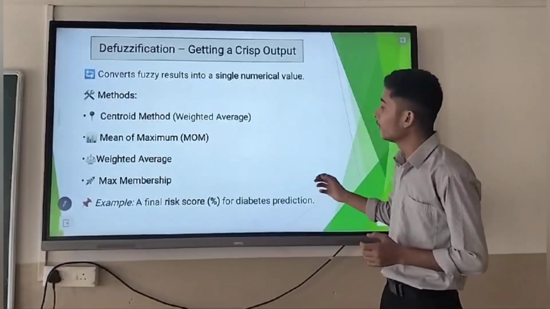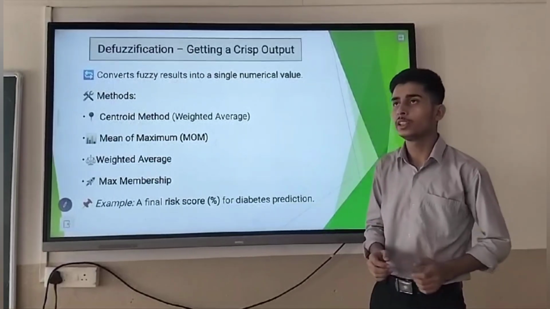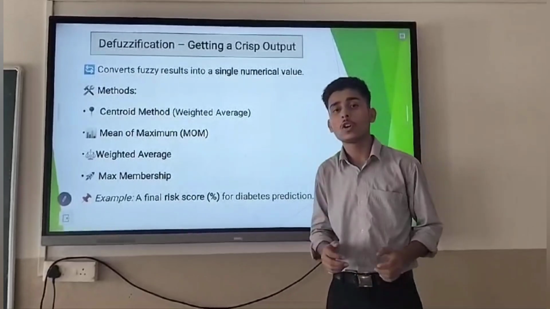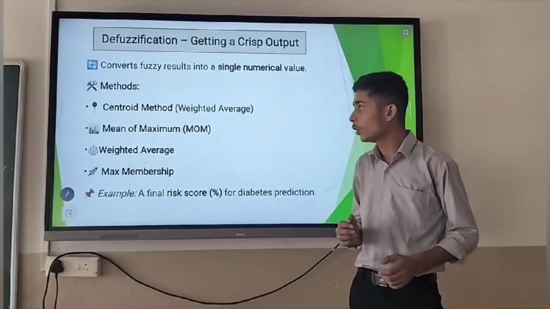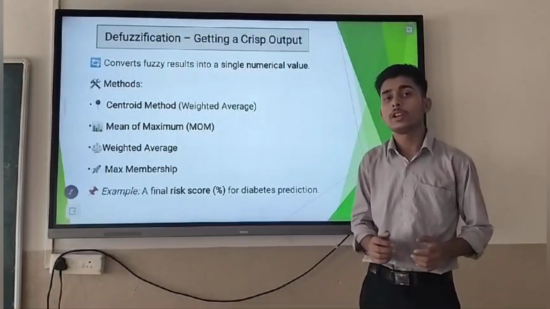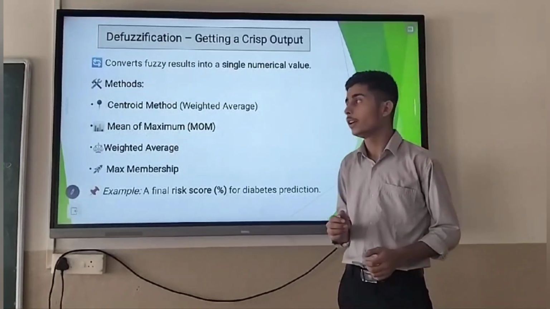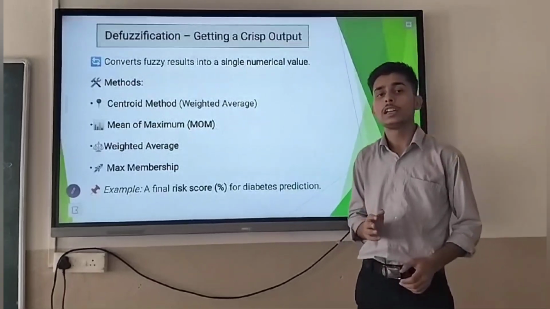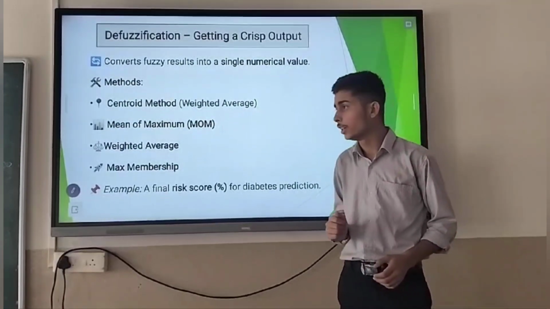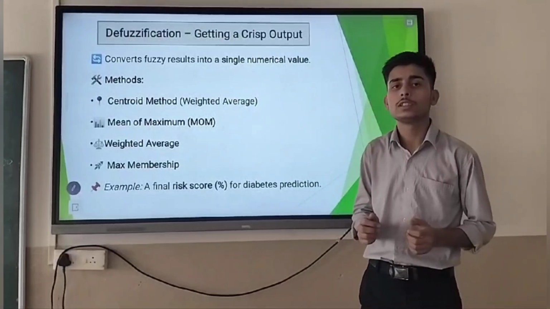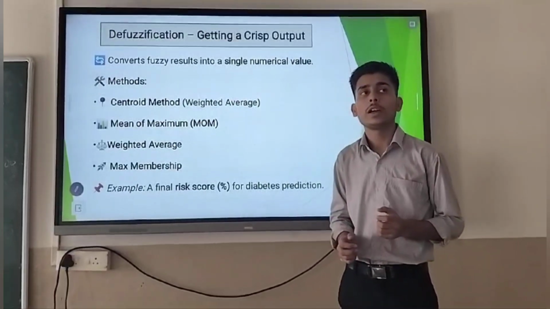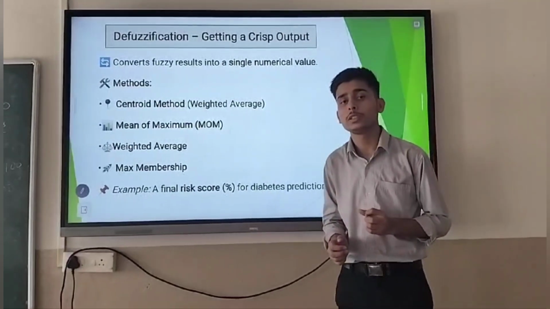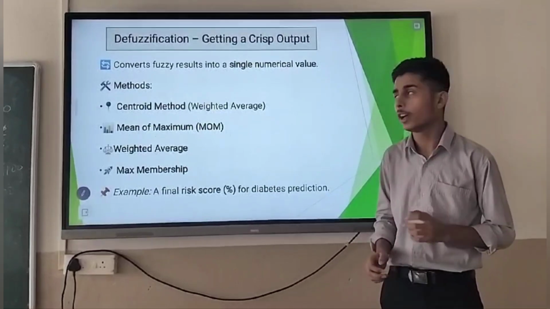We use three methods for it. First one is the centroid method, in which the result of the fuzzy logic will be converted to a weighted average of all possible outcomes. Second one is mean of maximum, in which the result is the average of the highest membership values. And third one is max membership. In this max membership method, the category with the highest membership is chosen as the result. Like if, using fuzzy logic, the result is 75%, it means the risk of the person having diabetes is very high.